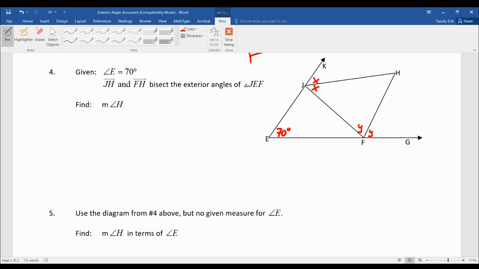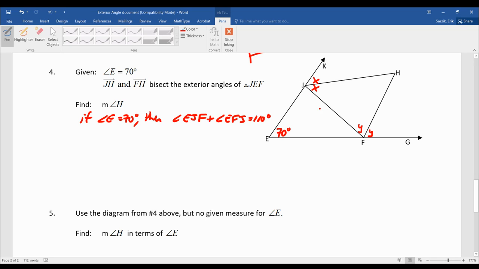But this is not an easy one for sure. But check this out. If angle E equals 70, then angle EJF plus angle EFJ has to be 110, right? Because we know that the sum of the angles of a triangle is 180. So that's 70. I don't know which these two angles are themselves, but I know they have to add up to 110.